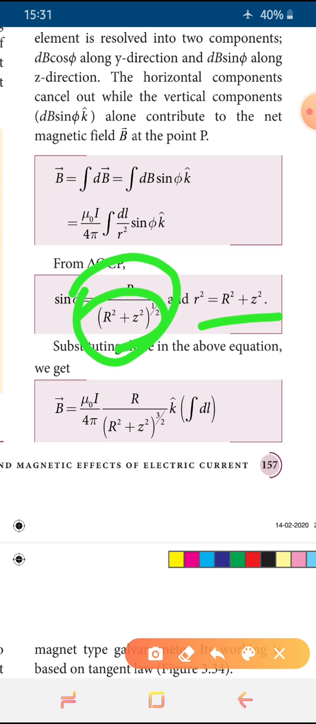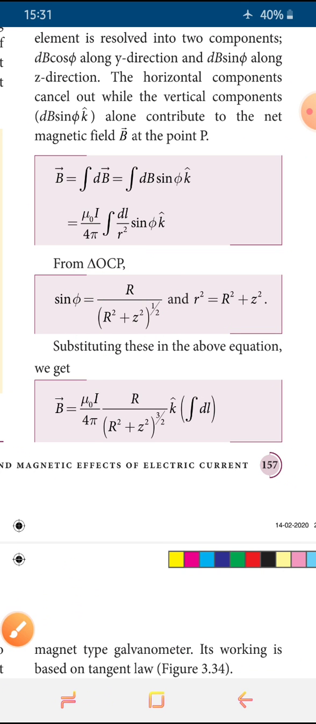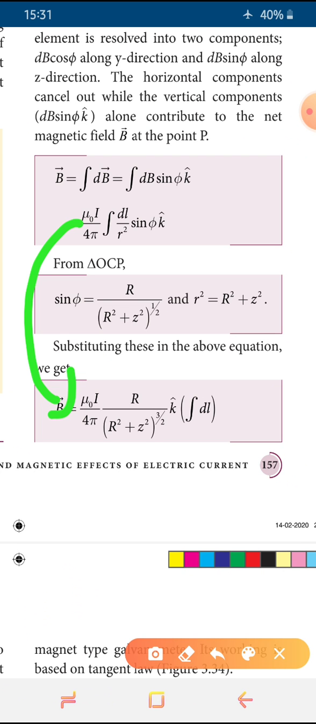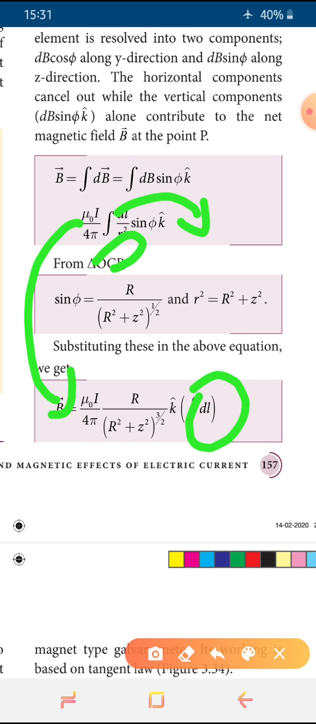Many times we have discussed this derivation. The next step is expanding the equation. After substituting in this equation, B vector is equal to mu naught I divided by 4 pi, capital R divided by R square plus Z square whole power 1 by 2, then k cap. Then we separate the integration of dl, and the r square is equal to R square plus Z square, which is included with this, so the equation becomes R square plus Z square whole power 3 by 2.